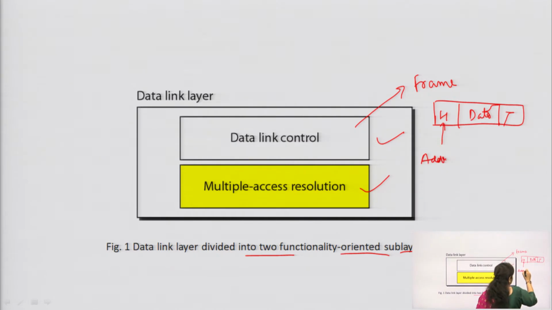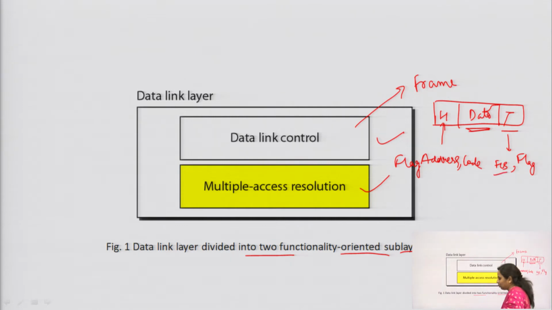The header consists of the source address, the destination address, and some specific code or command that you want to perform using this particular frame or the data that you want to transmit. This is the data, and this consists of the trailer bits. It also starts with a flag and ends with a flag, and there is a frame check sequence to check whether an error has occurred or not. So this is the data link layer.